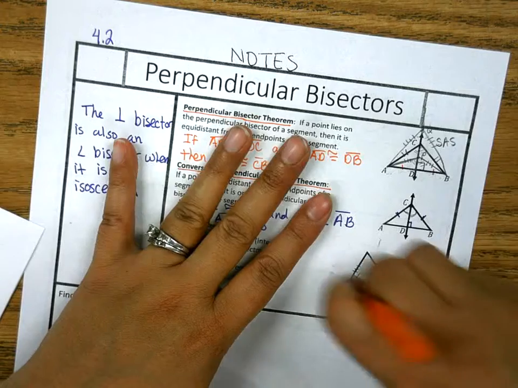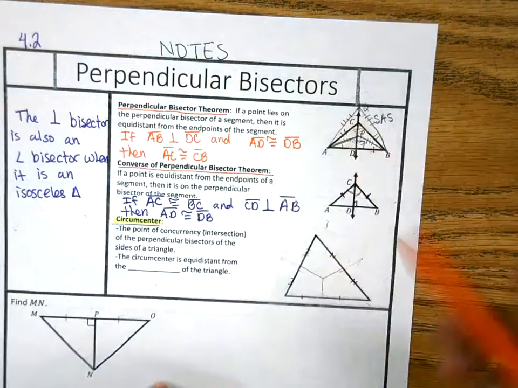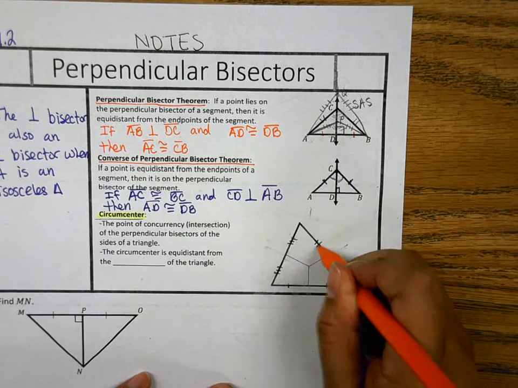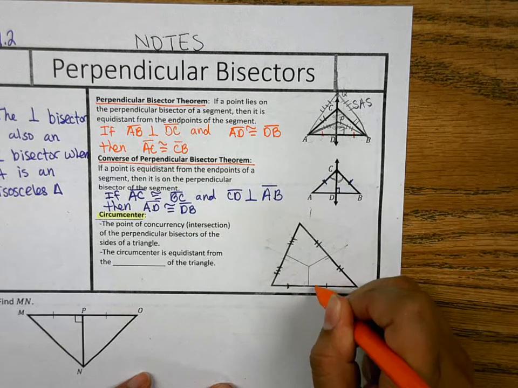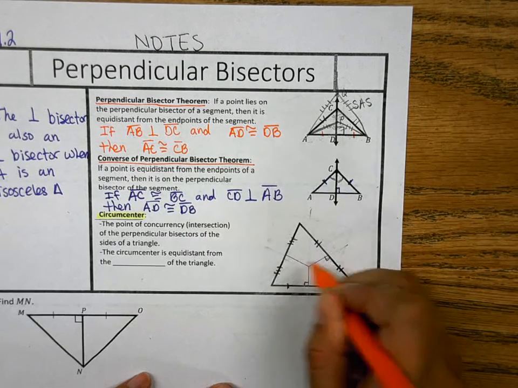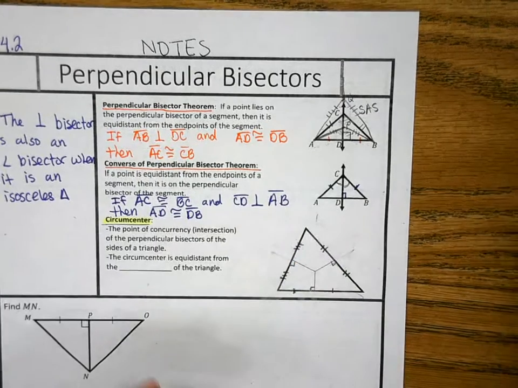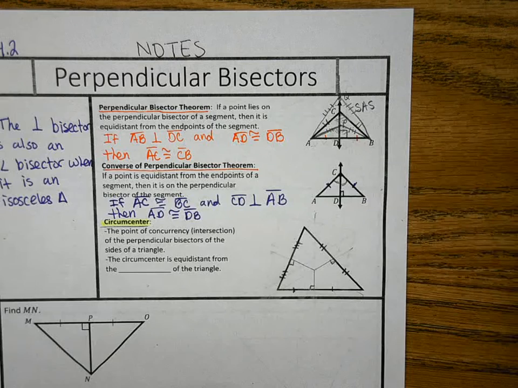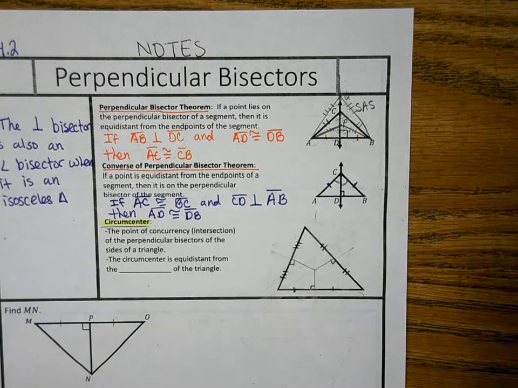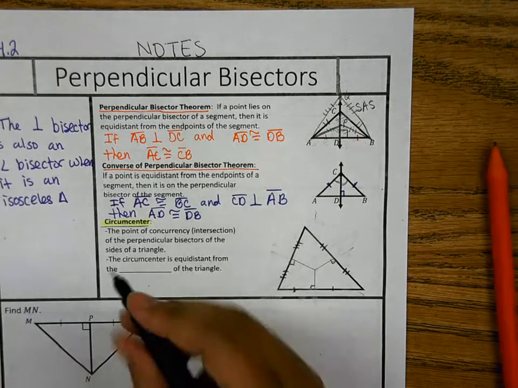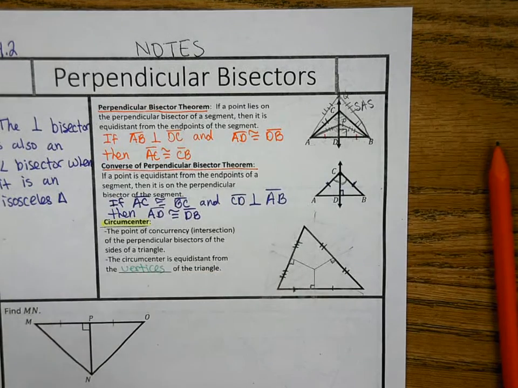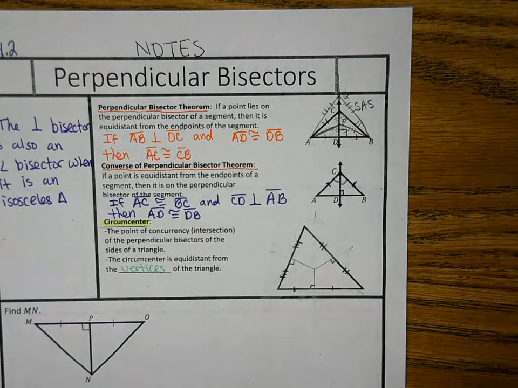All right, so let me erase all these extra markings I put in there. And again, if you did them already, that's okay. So I want to put back those marks because those are congruent. And my little perpendicular marks to show you again, that's what you're looking for, perpendicular bisectors. All right, the circumcenter is equidistant from the vertices.